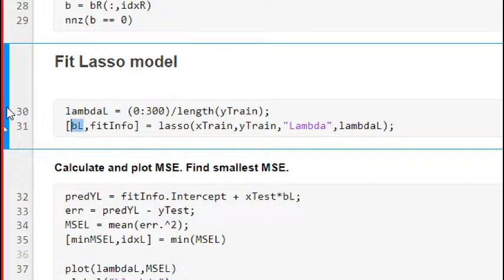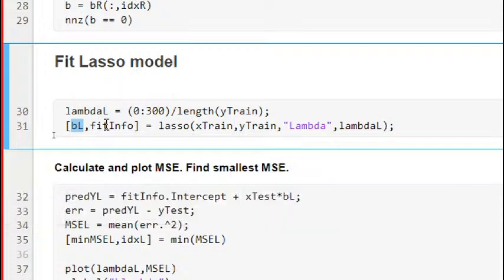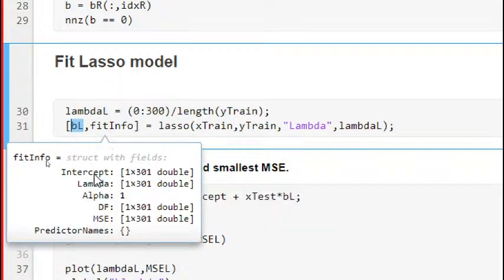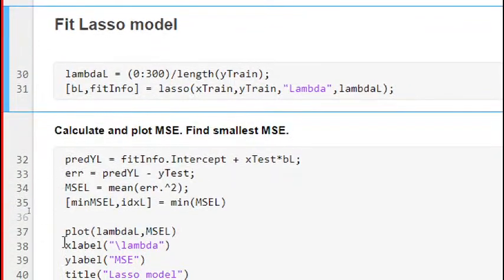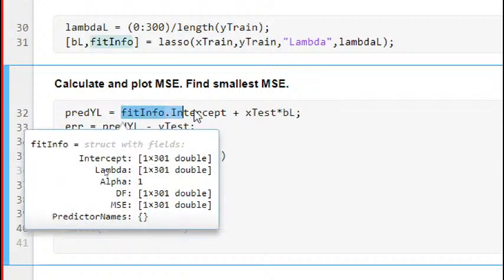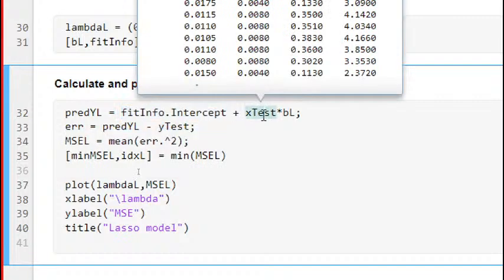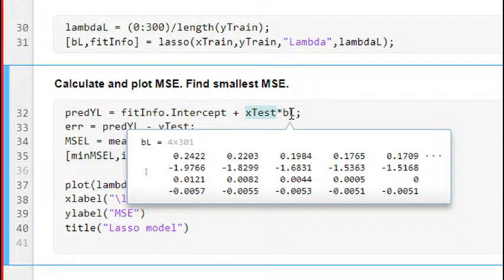When I run this, I will get BL with the 4 coefficients for the four inputs we had, column wise, and here we get the intercept. These intercepts are the constant values, 301 in total. Now to create a mathematical equation and predict on all the data is very simple: add the constant as a row, FitInfo dot Intercept, plus the testing data which we saved, multiplied with all the coefficients.